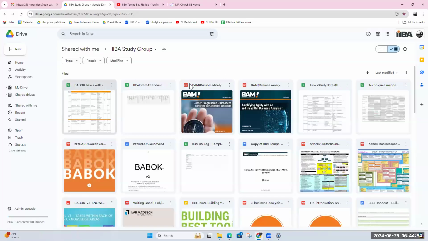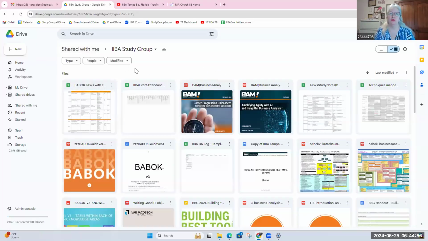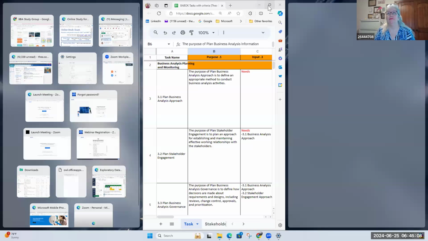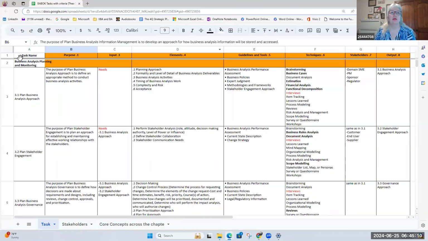Okay, so this is our study group Google Drive from Tampa Bay. You have access to this. This right here is what I want to show you first. This is what I'm doing for my own test preparation. And this is basically all the tasks down the left side with their purpose, input, elements, guidelines, techniques, stakeholders, and output.